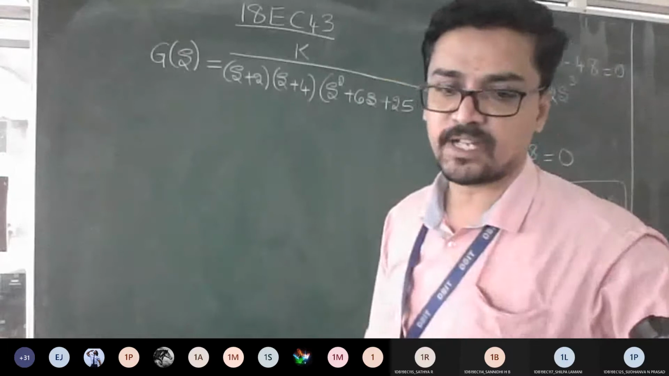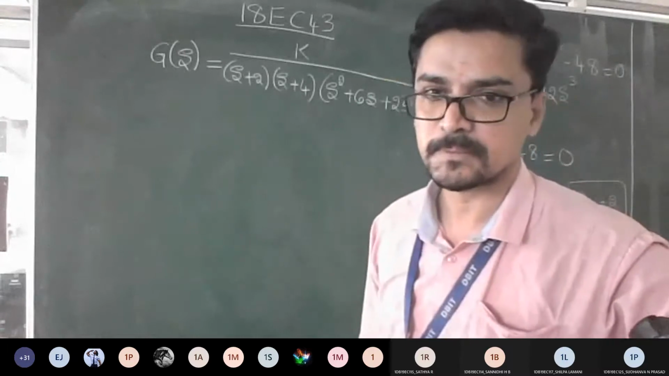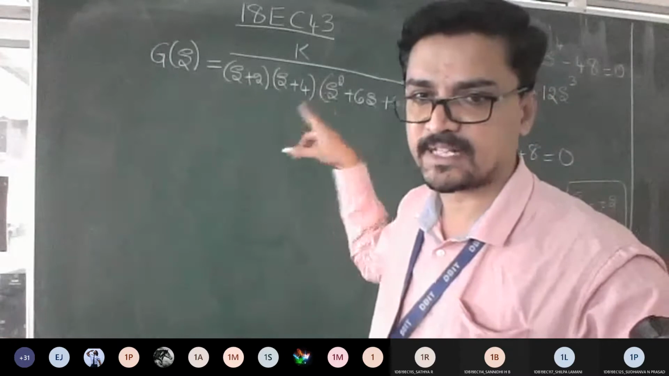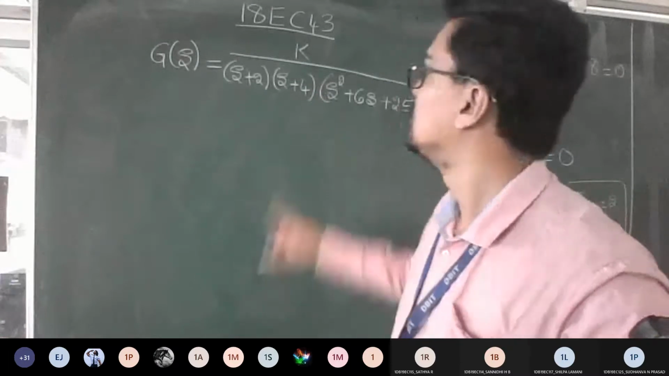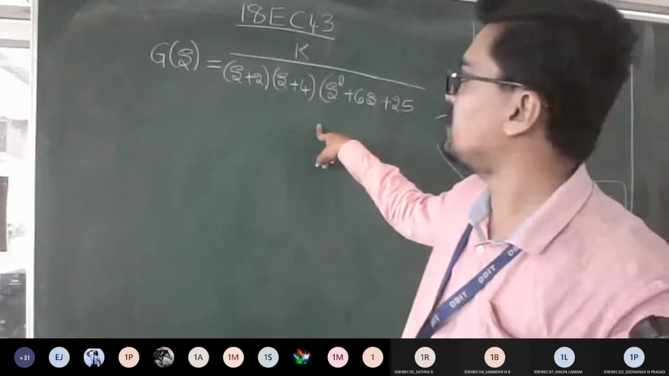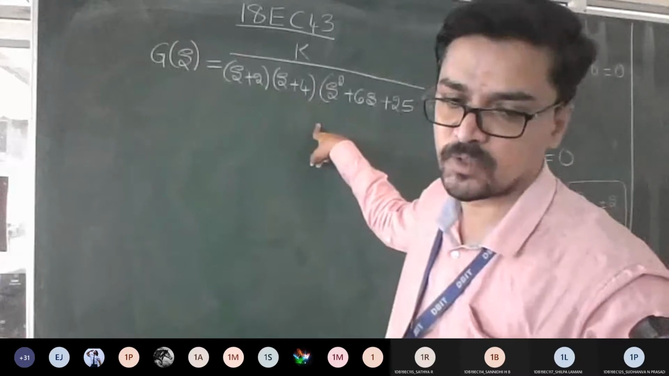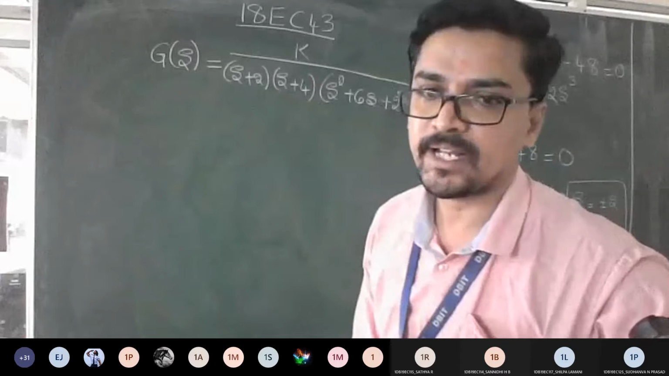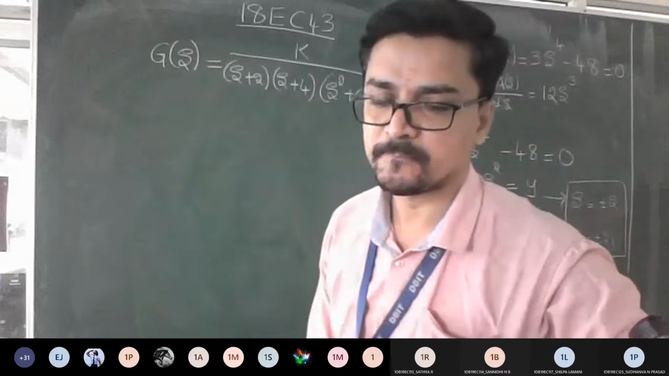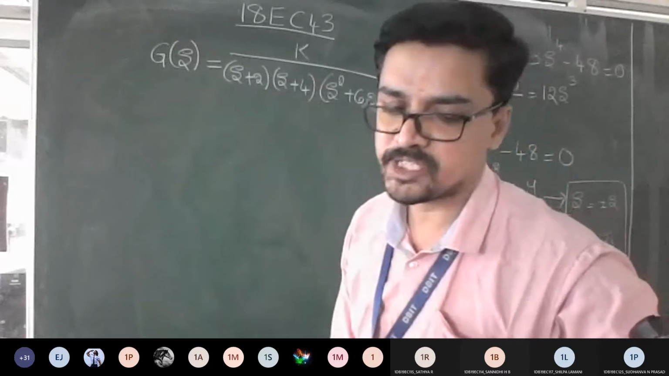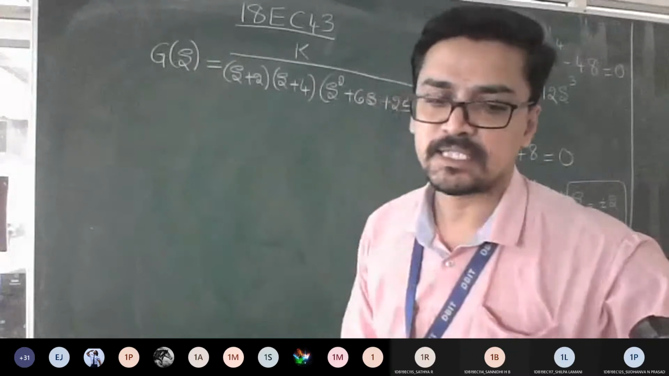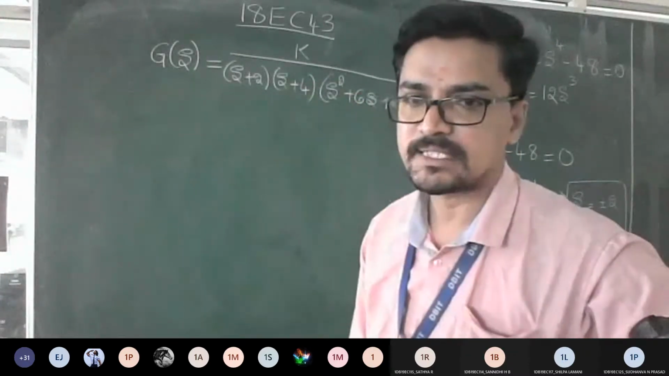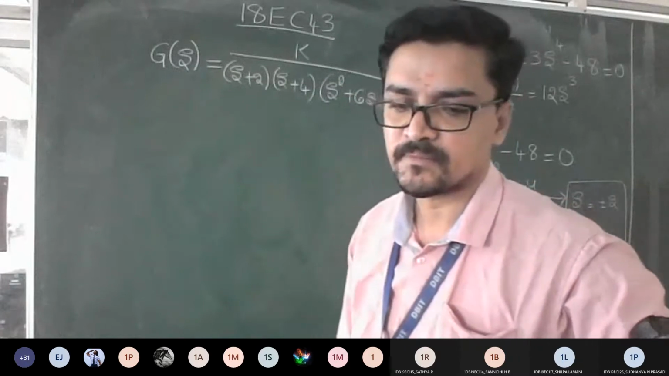Visible, guys, what I wrote? G of S. What you solved yesterday, same thing. For this we are going to add an extra thing, nothing new. So this is the question: K by S plus 2, S plus 4, S square plus 6S plus 25. Okay. Obtain the range of K for system stability.